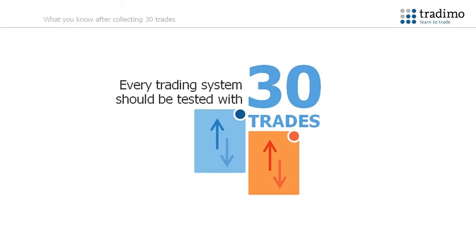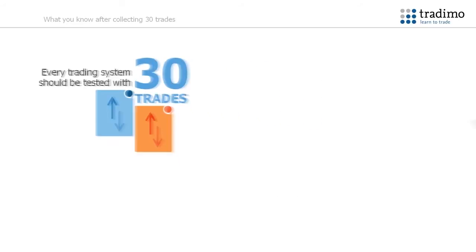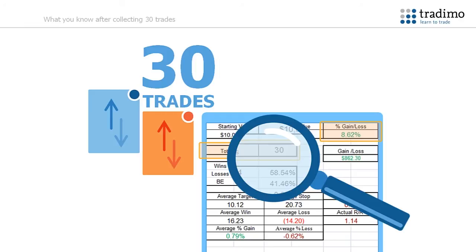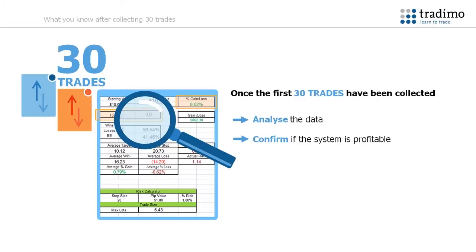Every trading system should be tested with at least 30 trades. This is because many systems have losing streaks, and you need a relatively decent sample size to initially assess if the strategy is or is not profitable. If a trading system is not profitable over 30 trades, it is likely that modifications are required, or the system is simply not worth using with real money. If this is the case, you may want to find an alternative strategy to test in the same manner. If the strategy is profitable over 30 trades, then you can continue with the testing of that strategy.